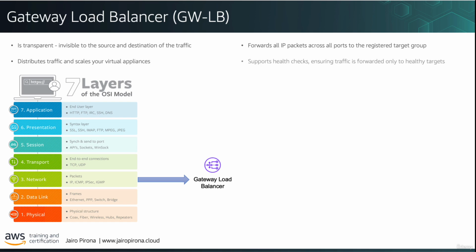The Gateway Load Balancer supports health checks, which ensures that traffic is forwarded only to healthy targets. Unhealthy targets are removed from the load balancer. Traffic between the Gateway Load Balancer and its registered targets is exchanged using the Geneve Protocol.